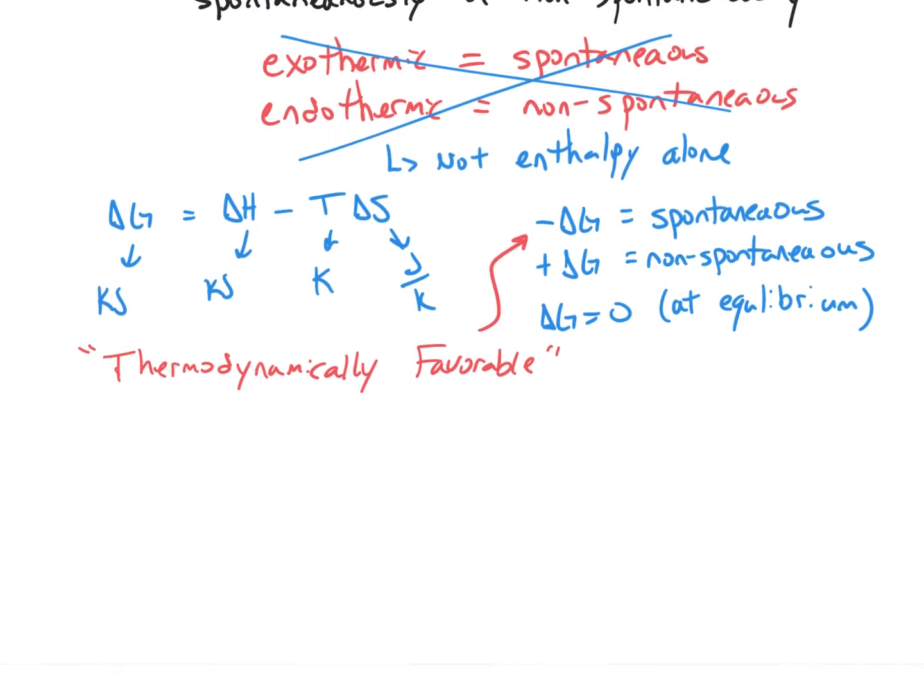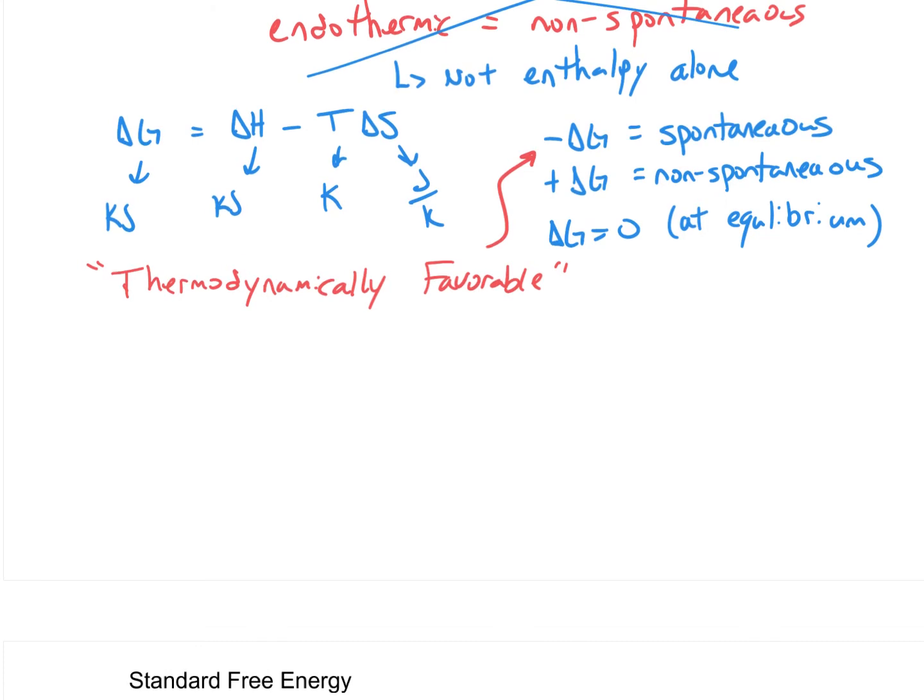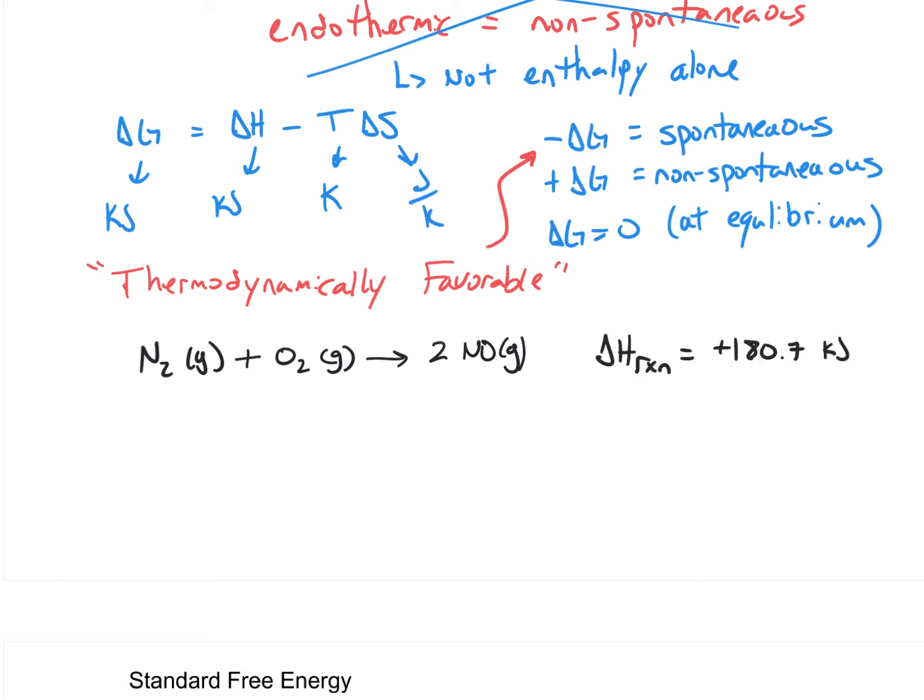Now I'd like to free up a little bit of room here and talk about a specific situation in a chemical reaction that comes directly from the book. Let's take, for example, that we have N2 gas and O2 gas coming together to make NO gas. And the chemical reaction looks like this. Now the enthalpy for this reaction is endothermic. It's positive 180.7 kilojoules of energy. That means that this reaction requires energy in order to happen. It absorbs energy.